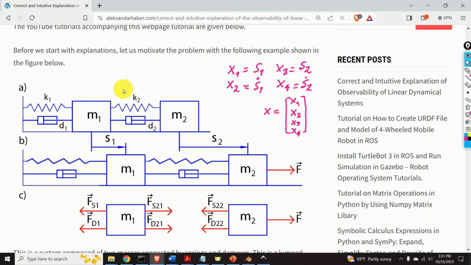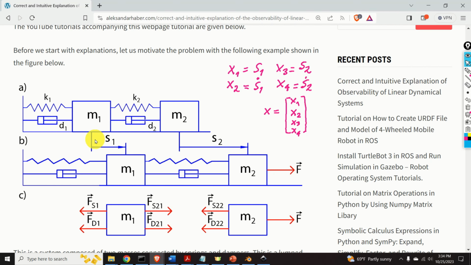The easiest solution to this problem would be to place 4 sensors over here, and every sensor should measure the corresponding state variable. For example, the distance sensor should measure S1, then another distance sensor should measure S2, then the velocity sensor should measure S1 dot, and another velocity sensor should measure S2 dot. That is 4 sensors for 4 state variables. Is this possible in practice? Well, it is, if you have $1 million and if you can spend that money to develop such a complex sensing system.